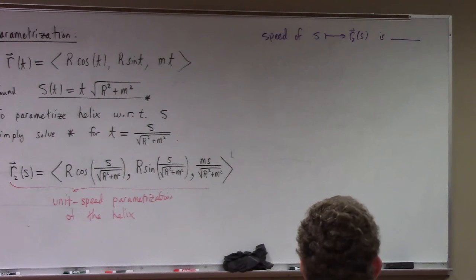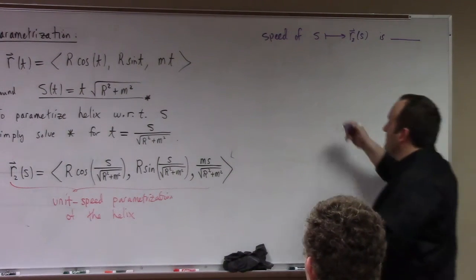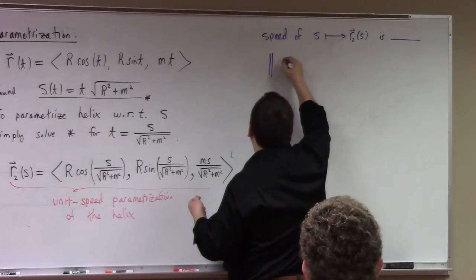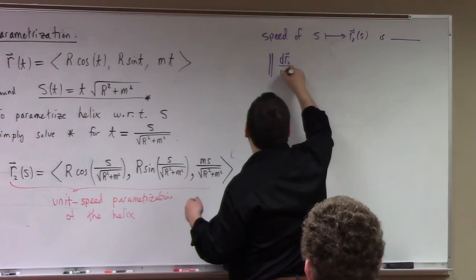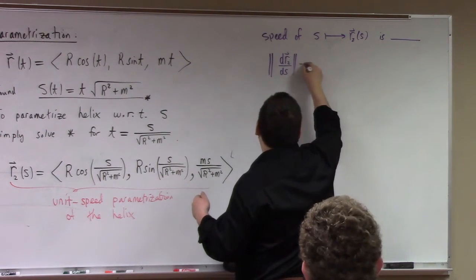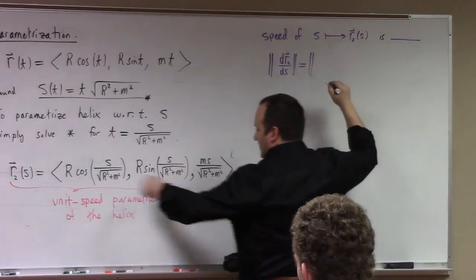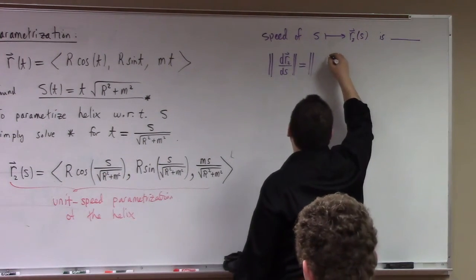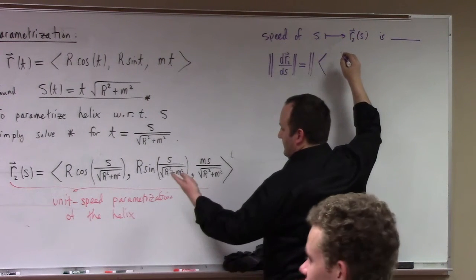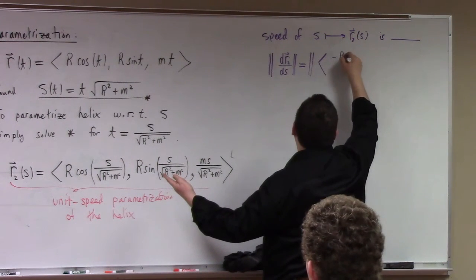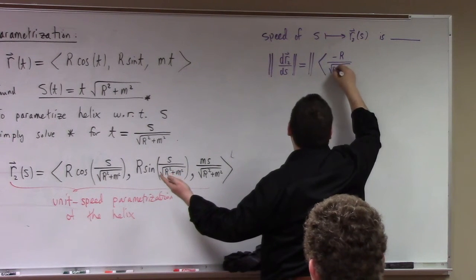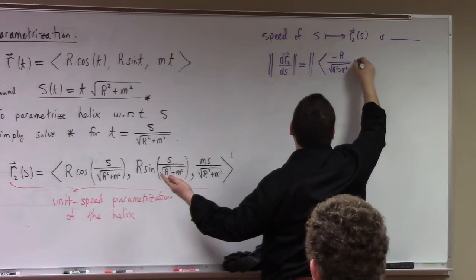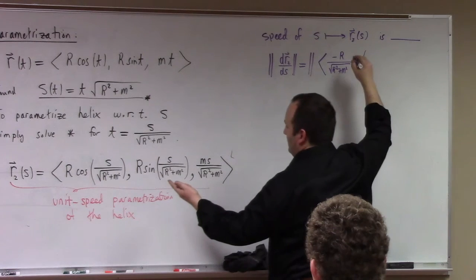Let's not guess, let's calculate it. How do we calculate the speed? We want the magnitude of what? dr2 ds. So that's the magnitude of what? We've got to differentiate, right? What do we got? We got minus r divided by the square root of r squared plus m squared, right? Sine, oh, such a pain.